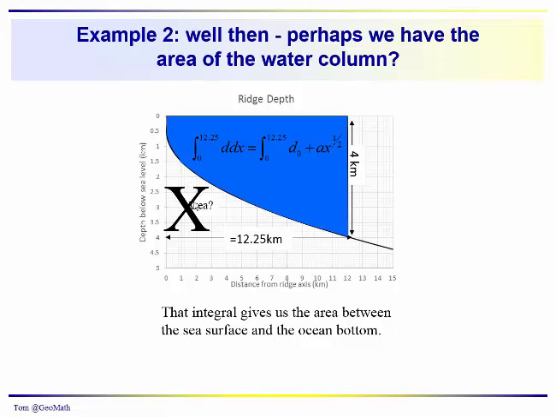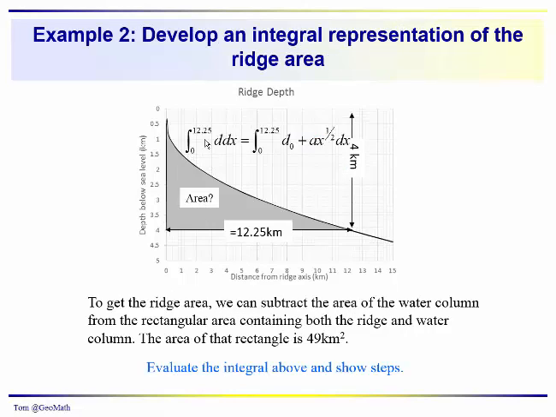How can we get this area? Well, realize that we know the dimensions of this rectangular area here. It's 4 kilometers by 12.25 kilometers. We can figure out what this area is. So we can subtract the area of the water column from the area containing both the water column and the ridge system out to a distance of 12.25 kilometers in order to get the area covered by the ridge complex. So this area is 4 times 12.25. That just gives us 49 kilometers squared.